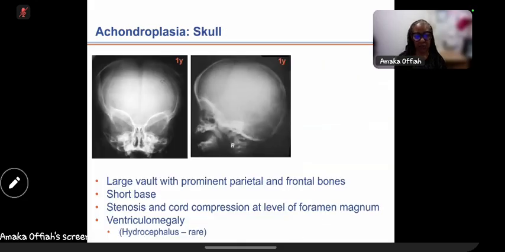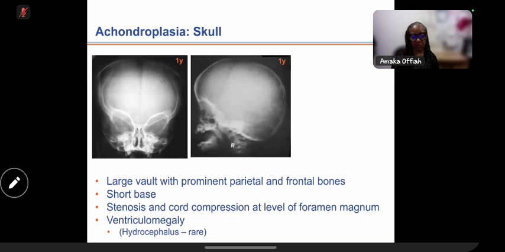The other thing to look for is the large vault with prominent parietal and frontal bones. They have a short base. They may get spinal cord compression at the level of the foramen magnum, and nowadays we would advocate screening children, a baseline MRI of the foramen magnum around 3 months or as early as you can, and maybe again at 1 year.